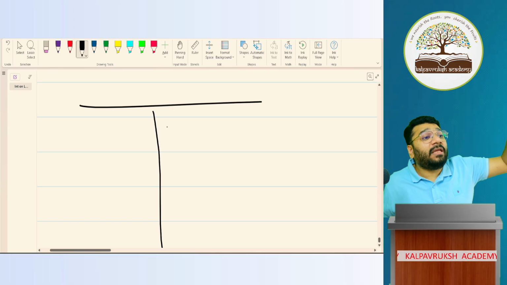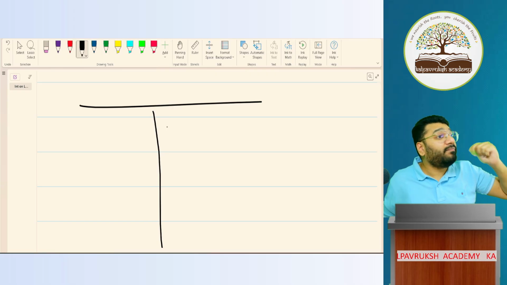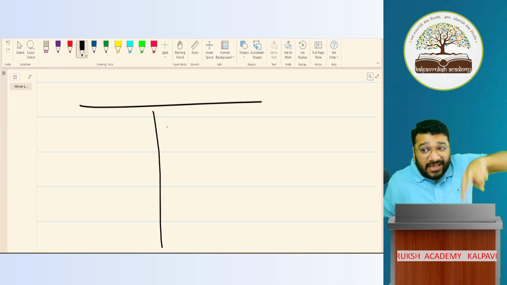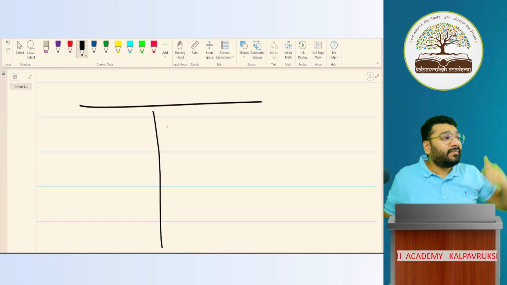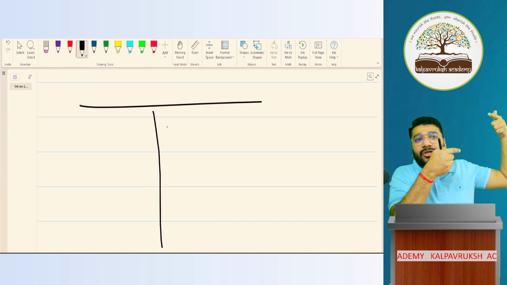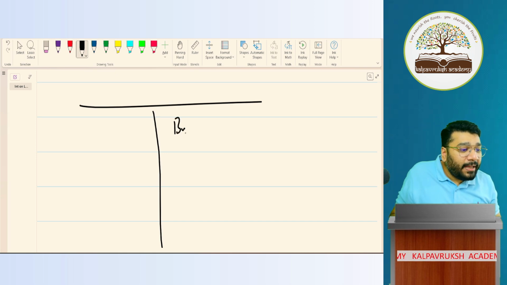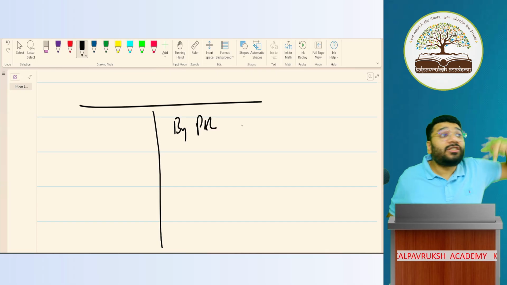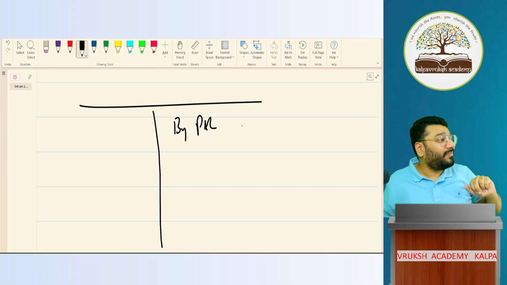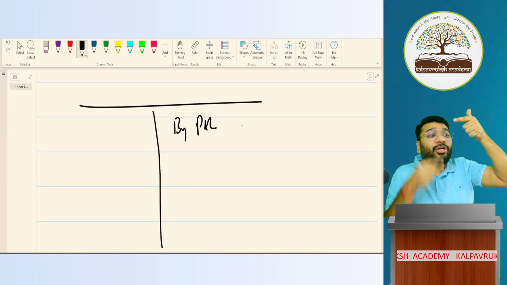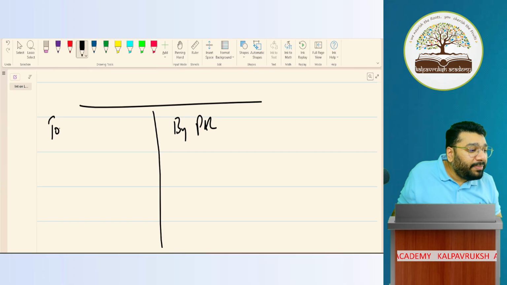From the P&L account, if I have a profit, what is the profit entry? Profit transfer journal entry: P&L to appropriation. In appropriation, by P&L. If it is a loss, it will be the opposite. Appropriation to P&L, so to P&L will come.